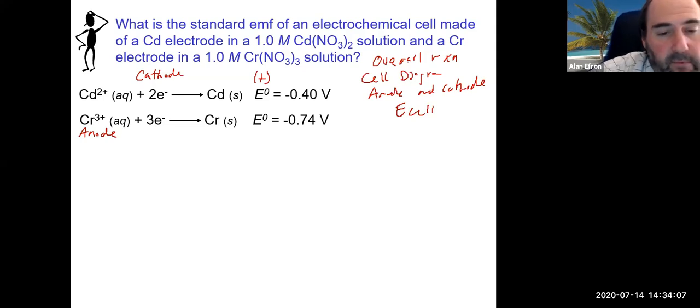Now, if we want to write the balanced equation, because this is technically our anode, and anode is oxidation, this reaction is not written as an oxidation. This reaction is written obviously as a reduction reaction. So if we want it correctly, we technically would have to reverse this reaction.